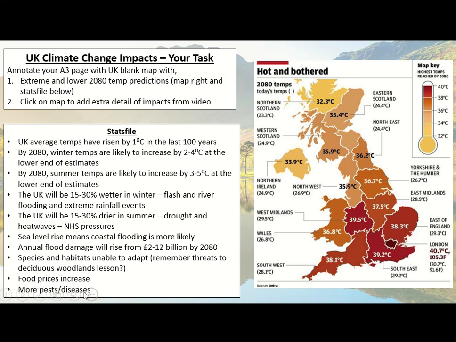Alongside this, there are other knock-on effects. So the UK will be drier in summer. There'll be drought and there'll be heat waves, and that puts pressure on the NHS. So there's knock-on effects established in the stats file as well as specific figures. Annual flood damage will rise from about 2 billion to 12 billion because of more extreme rainfall events as well. So loads and loads of information I'd like you to get from this map, from this stats file, and from this video link, please.